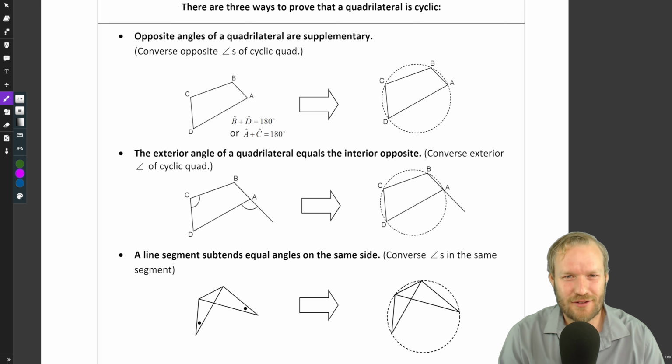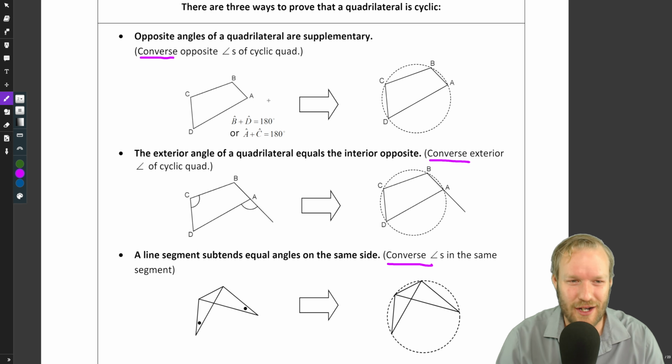Just want to look at these ways to prove that a quadrilateral is cyclic. And the way to do it is to use one of the theorems we've already seen, but kind of in reverse. So we're going to use this keyword converse as our reason in each case. So let's look through the three, and then our examples will show how this works.